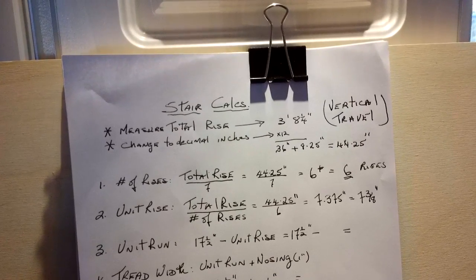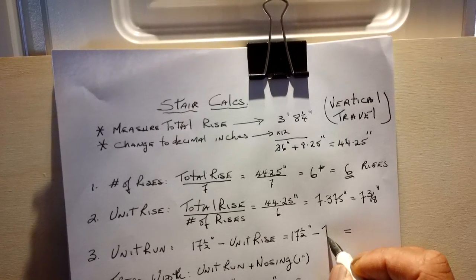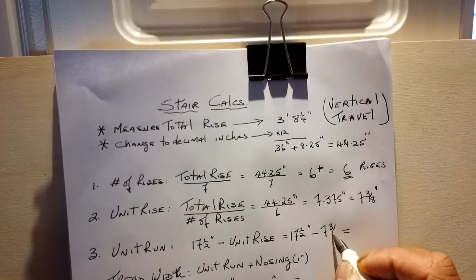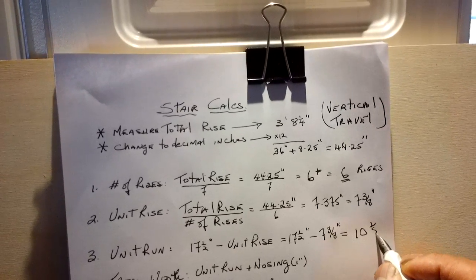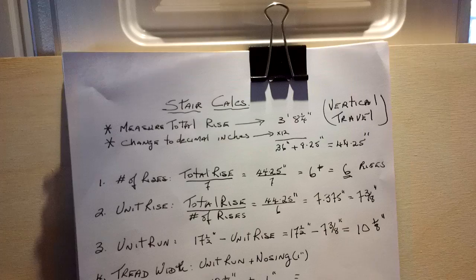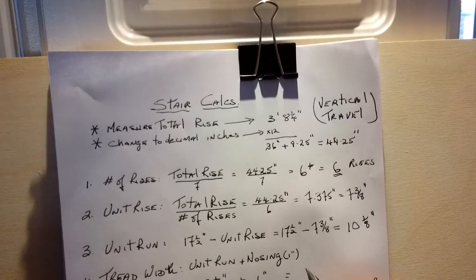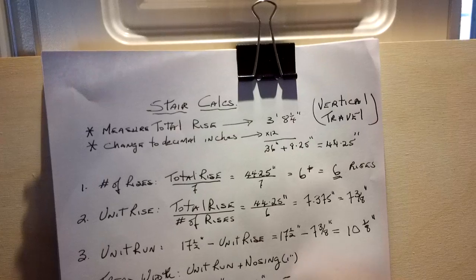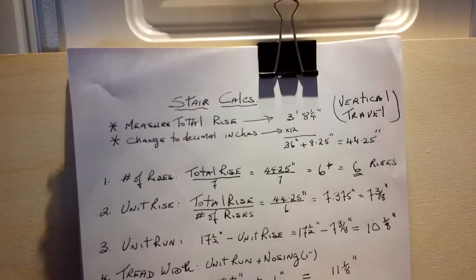Next comes our unit run. We follow stair convention, 17½ inches minus our unit rise of 7 3/8, and that will give us 10 1/8 inches. Tread width is simply our unit run plus a 1-inch nosing. That's 10 1/8 plus 1, and that will be 11 1/8 inches.